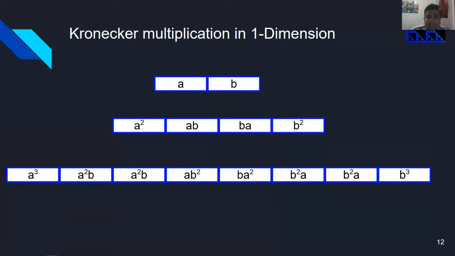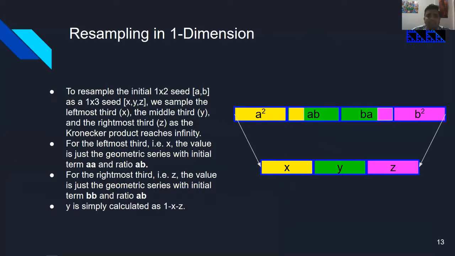Let us take a look at how we can resample this 1x2 seed as a 1x3 seed. To resample this 1x2 seed with the elements A and B as a 1x3 seed with the elements X, Y, and Z, we sample the leftmost third, the middle third, and the rightmost third as the Kronecker product reaches infinity. For the leftmost third, the value is the geometric series with the initial term AA and ratio AB. For the rightmost third, the value is the geometric series with initial term BB and ratio AB. The value of the middle third is simply calculated as 1 minus X minus Z, since the probabilities of the seed must sum up to 1.